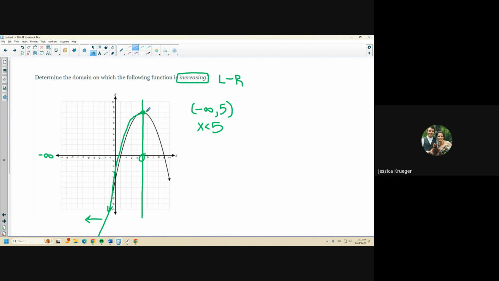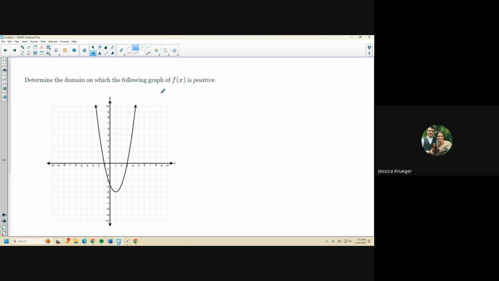Beyond that, if I keep tracing my graph, it's decreasing. So if I had to describe where it's decreasing, I would say it's decreasing from 5 to infinity. I'm writing with my mouse, so this has been a little tricky. Okay, next part, where it's positive. This means above the x-axis.